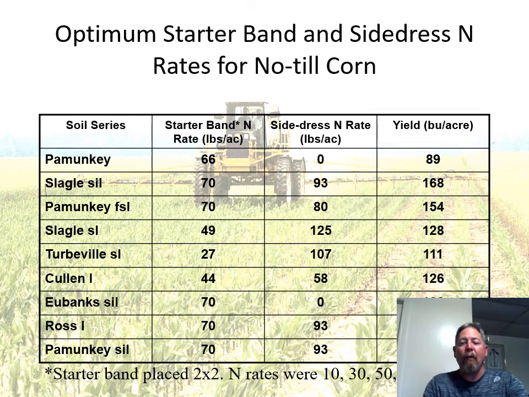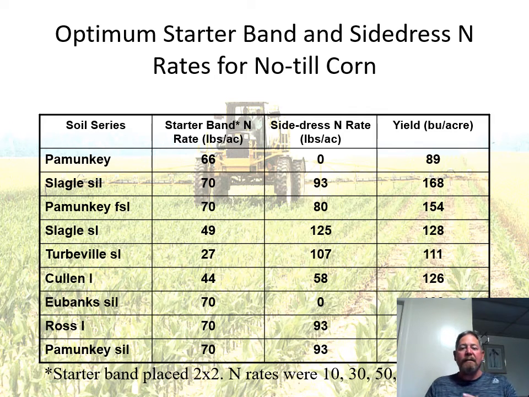Now, contrast that with our side dress rates, where the right thing to do ranged from 0 up to 125 pounds. And the range there is indicative of our typical ranging conditions in Virginia. We have some low yielding conditions, so with 90 bushel corn, we didn't need any additional side dress. And with some of these that are 160, 150, 130, we needed more, and that's fairly typical.